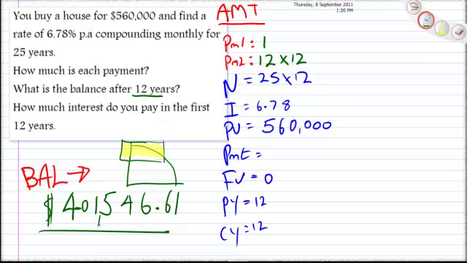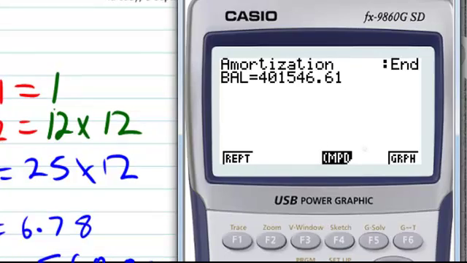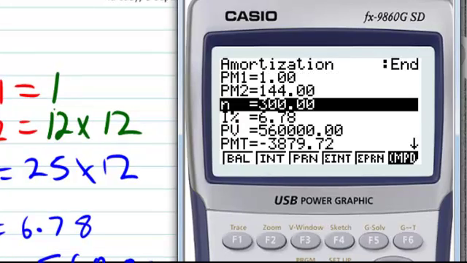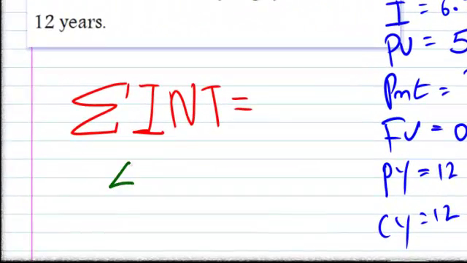So how much interest is paid in the first 12 years? Once again, we're using this AMT button with 1 and 12 times 12. On your calculator, all you need to do is go to repeat, and across the bottom it has interest, and sigma in here is adding up the interest that you've paid between the first payment and the payment after 12 years. So you just hit F4, and you'll have $400,226.25.